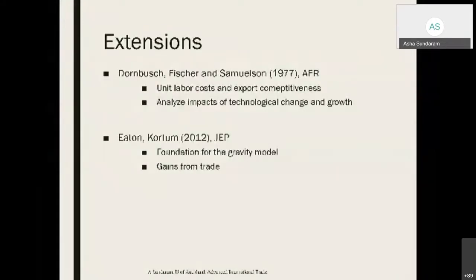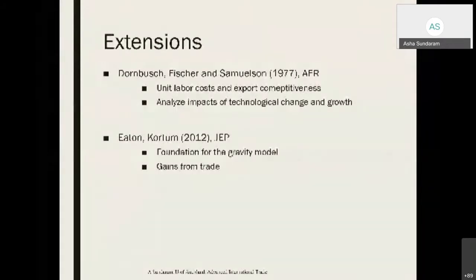Okay, in the AER. Now, what does this model do? It essentially says, let's make this more realistic. Let's not just stick to 2x2. Let's talk about what happens when there's a continuum of products. So when there are an infinite number of products, how do we talk about the Ricardian model? Do the insights go through?